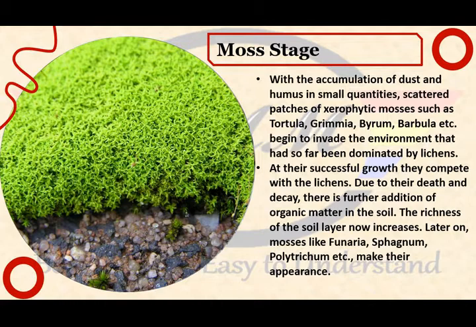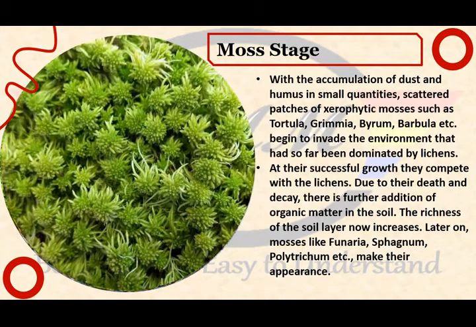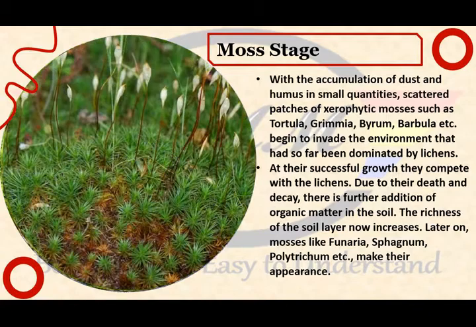The richness of the soil layer now increases and later on the mosses like the Funaria, Sphagnum, Polytrichum, etc. make their appearance. Among the animals, mites become more varied and some small spiders and springtails as well as tardigrades become associated with this secondary community.